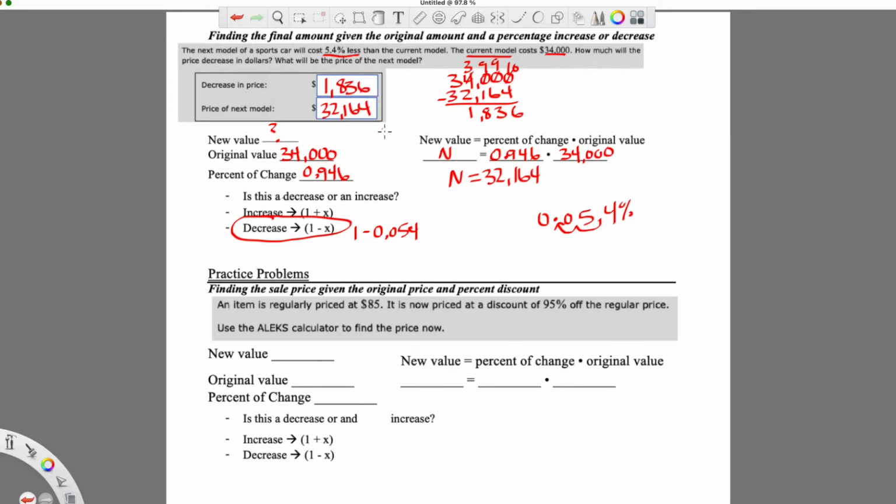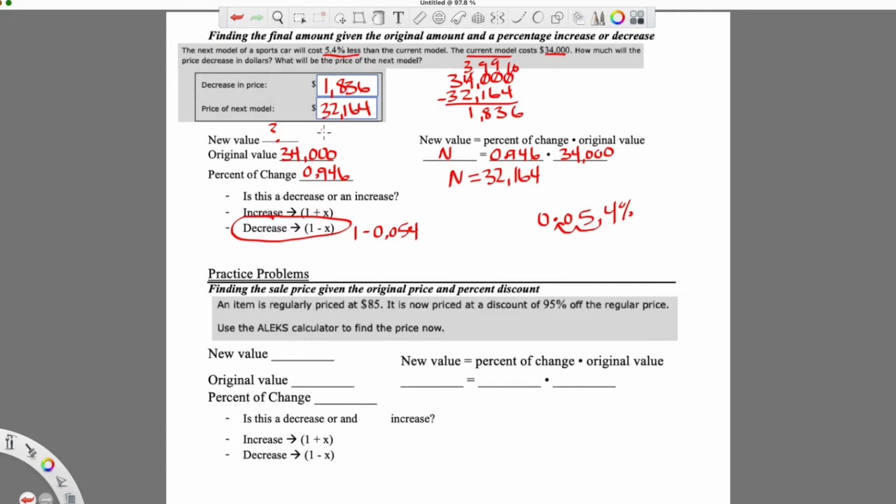So again, just paying attention to the wording so that I make sure that I'm choosing either increase or decrease correctly. And then also make sure you're paying attention to what they are actually asking me to find. That's another big one that we want to pay attention to.